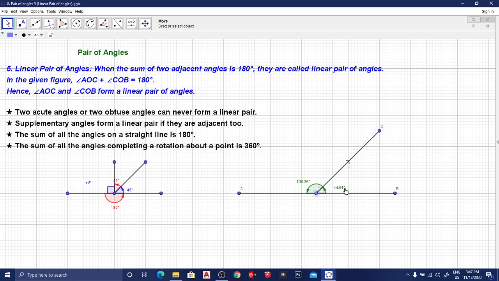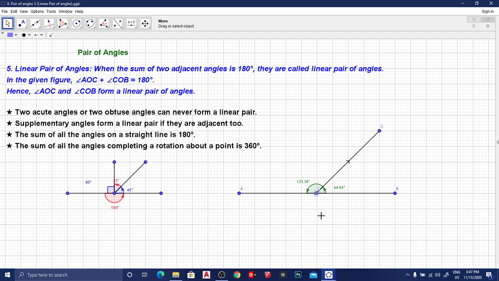Why are they called linear? Linear means they are forming a line, a straight line. From the word line, the word linear is formed. A linear angle means a 180 degrees angle. That's why when the sum of two adjacent angles is 180 degrees, they are called a linear pair of angles.